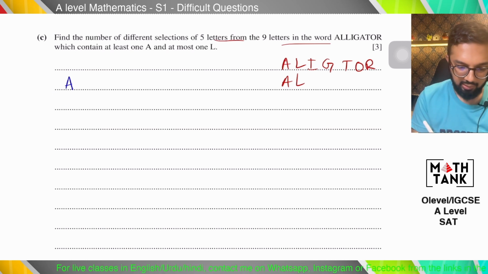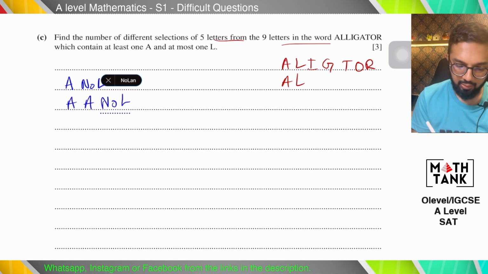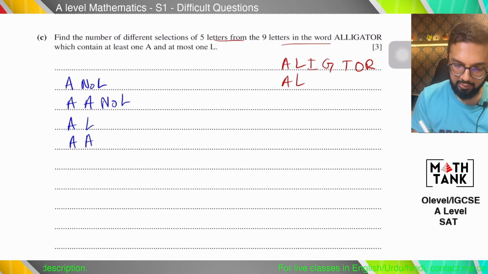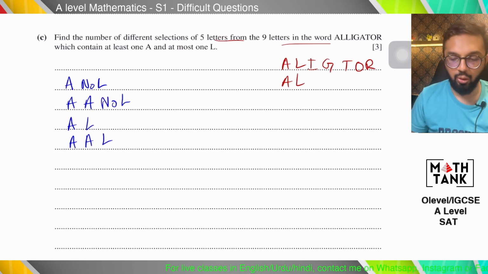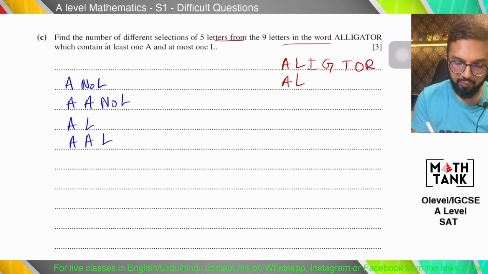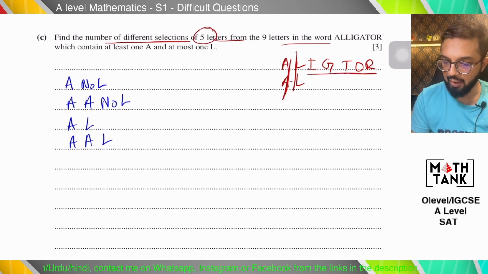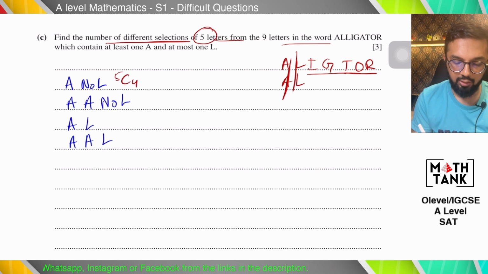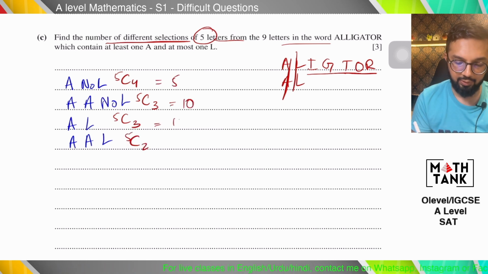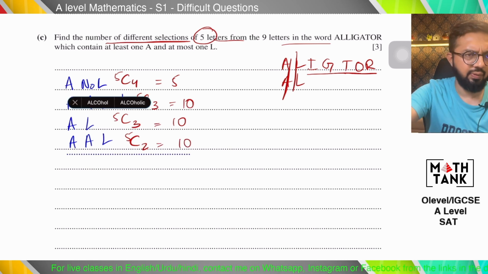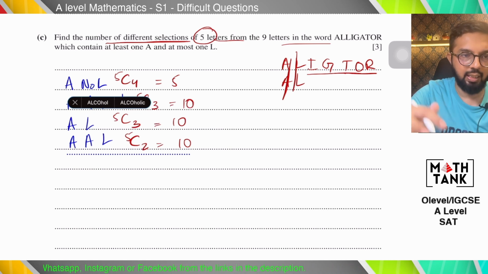So it could be A and no L, or two A's and no L, or it could be A and one L, and two A's and one L. Sorry, no two L's allowed. So if there are 5 letters, so A's and L's, so I have 5 letters remaining, so A and no L, so 5C4, 5C3, 5C3, and 5C2. 5C4 is 5, 5C3 is 10, 5C3 is 10, 5C2 is also 10. So that's giving me 35. I don't know if that's the correct answer. I will have to check. Yes, that is indeed the correct answer.